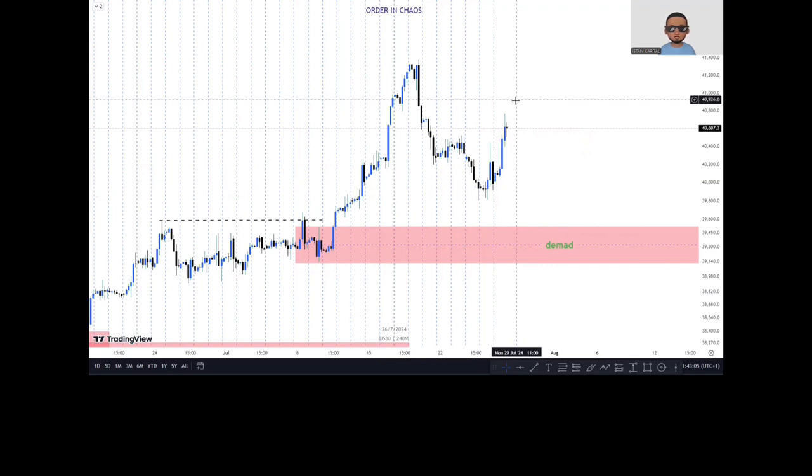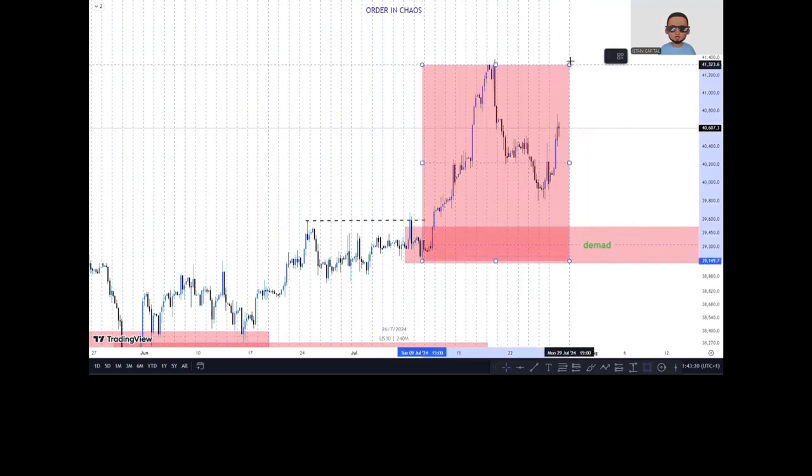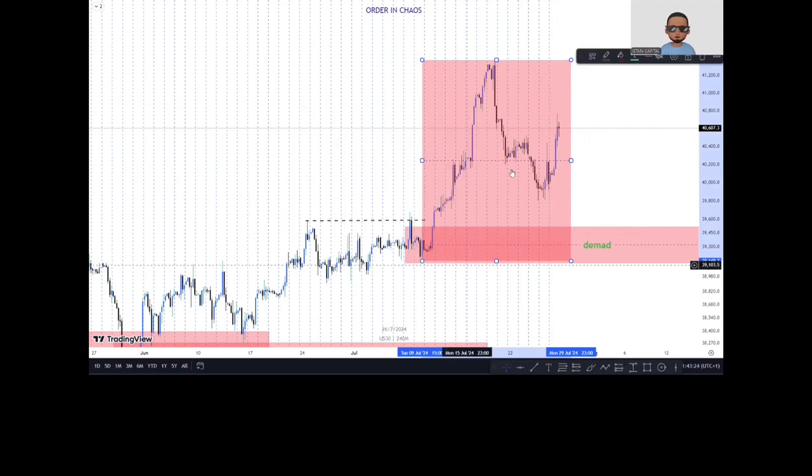So that is the logic I applied. That is the logic I apply in almost all my trades. I always like to buy from discounted zones, higher time frame discounted zones. So that is my buying area.